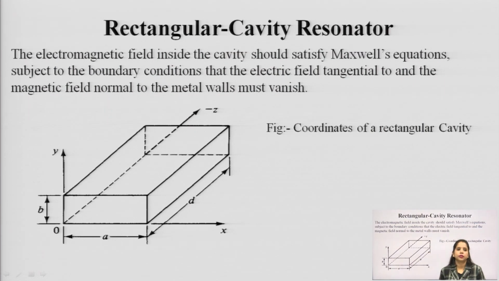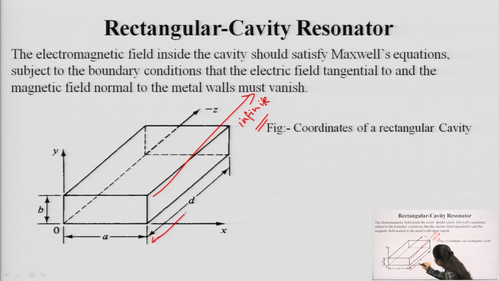Now comes the rectangular cavity resonator. So, this is a rectangular cavity resonator. Before going into detail, first we see the basic difference between the rectangular waveguide and the rectangular cavity resonator. In the rectangular waveguide, this dimension is of infinite length, but in the case of the rectangular cavity resonator, it has a finite value.